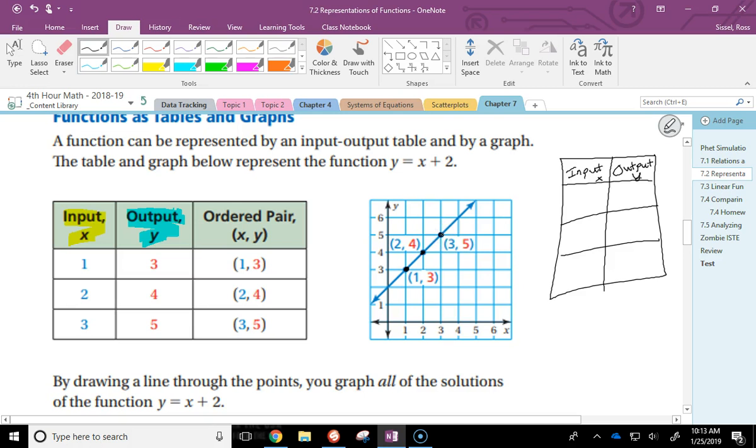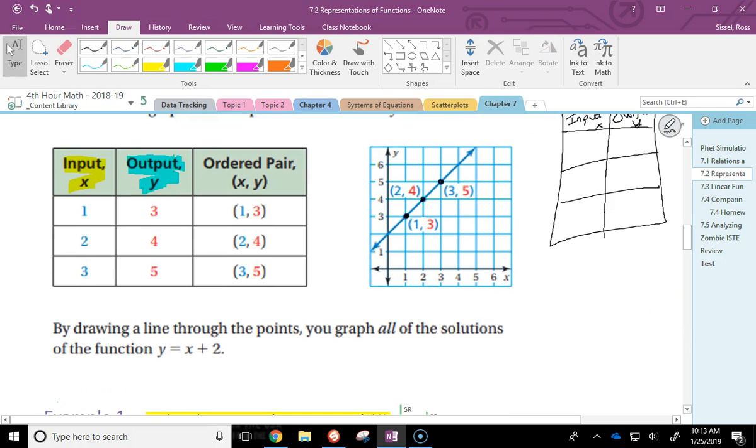Now, by drawing a line through the points, we have every solution to this input-output table. So even if I don't know the rule, if I had to add on to this, I could look at my table and my line and go, okay, I can tell I know this point. That point is 4, 6. So that means my input number was 4, my output number was 6, because my coordinate was 4, 6. Anything that falls on that line will work in my function table.